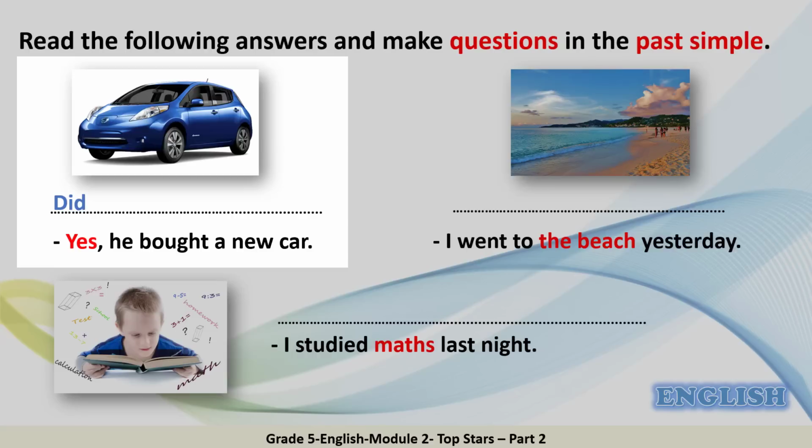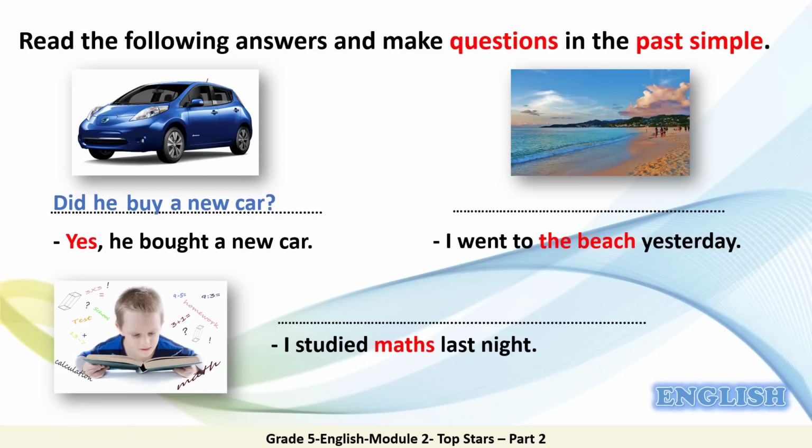So we're gonna start with did, then the subject, he, and the base verb of bought is, excellent guys, buy. Then we complete our sentence, a new car. And don't forget the question mark, okay? So did he buy a new car? Now pause the video and do the rest. Have you finished? Okay, check your answers with me.